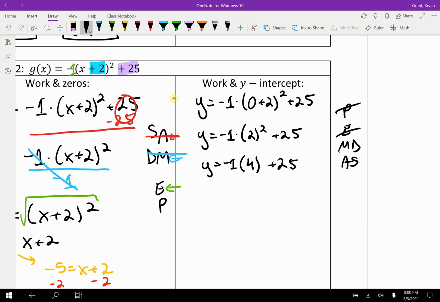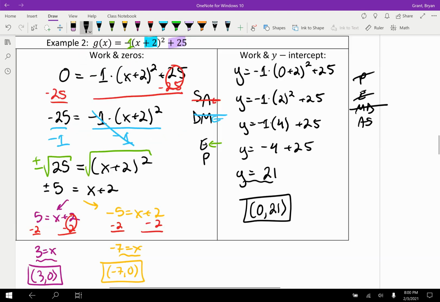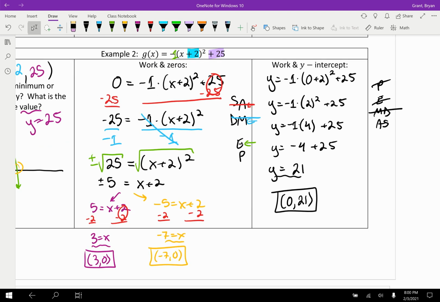Do any multiplication and division. We do have a -1 times 4, which is -4. And then do any addition and subtraction. You can treat this as -4 plus 25, but it might make more sense if we do 25 minus 4. And so our y-intercept was found by evaluating our equation when x was 0, and we found that y was 21.